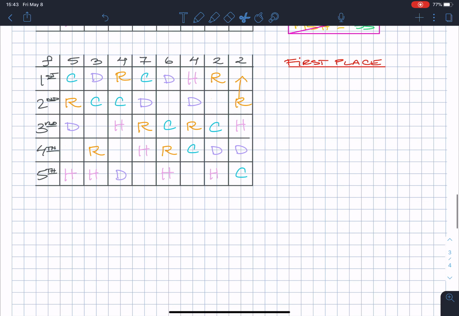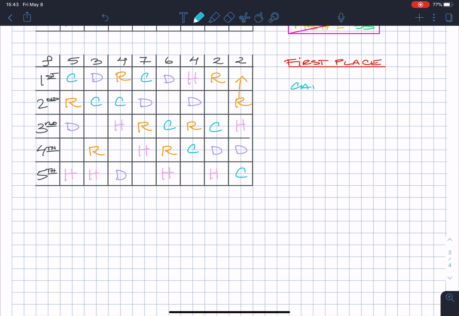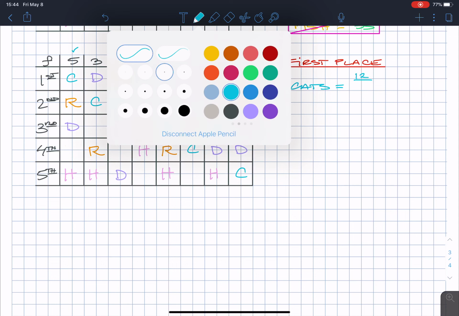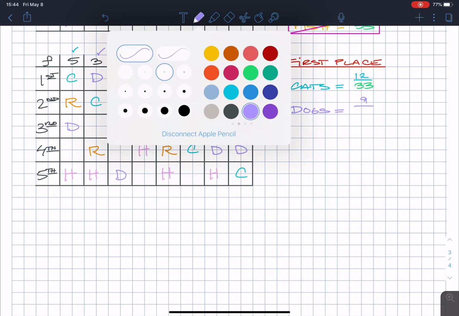Okay, so once again, let's look at cats. Cats is now 5 plus 7 is 12. So that's 12 out of 33. Then let's look at dogs. Dogs is 3 plus 6, that's 9. So dogs is equal to 9 out of 33.